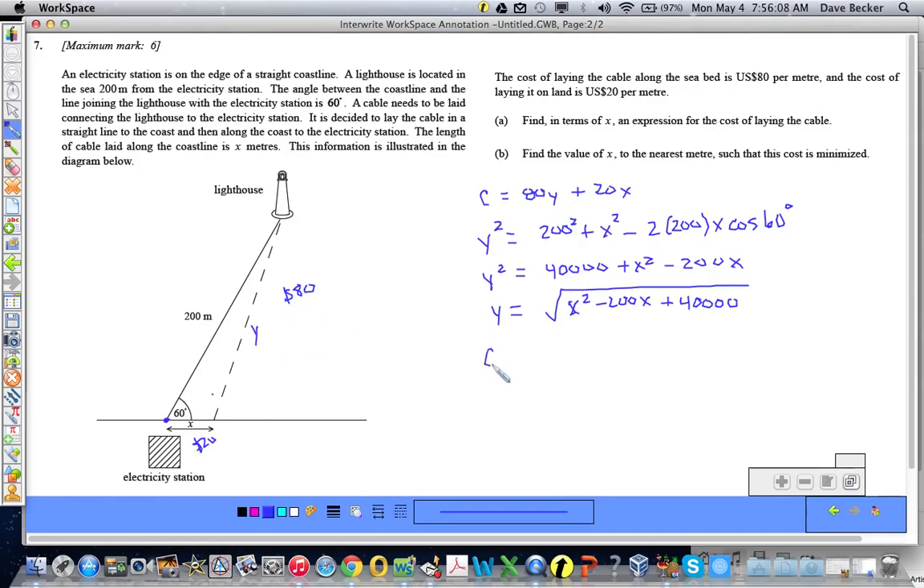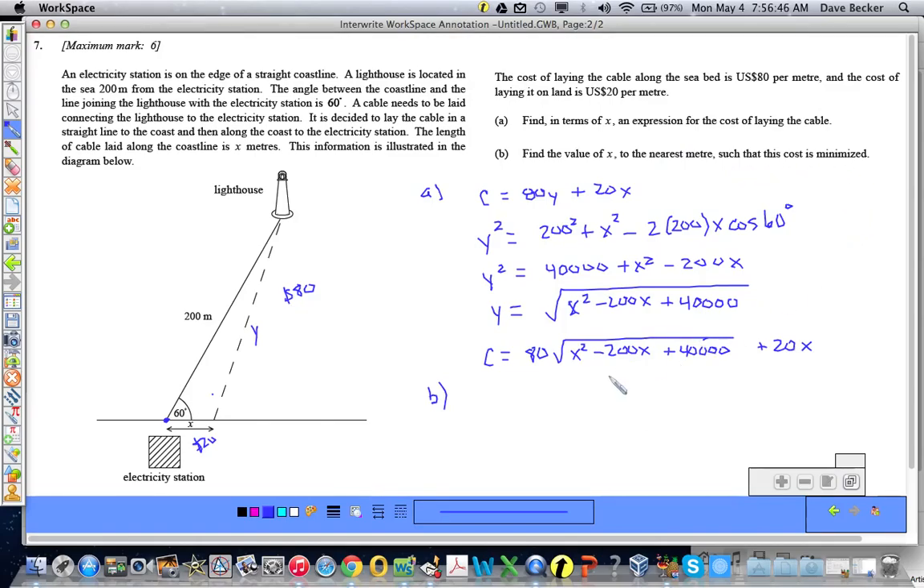So the cost is going to be equal to 80 times the square root of x squared minus 200x plus 40,000. This is a dream problem. It's so easy, right? And then, of course, plus the cost of laying the cable along the beach, so that would be plus 20x. So we have done part A. Part B is more of a test on, do you know how to use your calculator? Find the value of x to the nearest meter such that this cost is minimized.